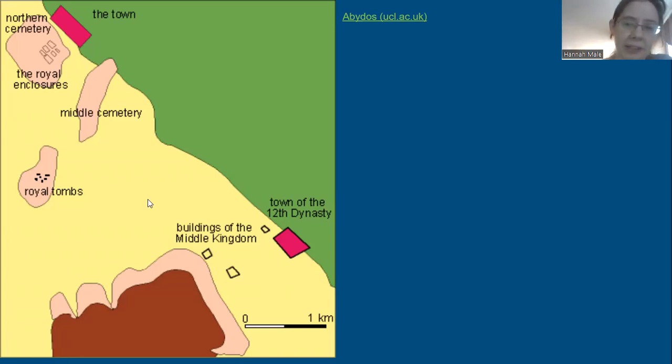So even if there's a stele at Abydos of a family or person, it doesn't necessarily mean that they were buried there. It's just sometimes that they're making that pilgrimage either in person or in spirit to see the tomb of Osiris.